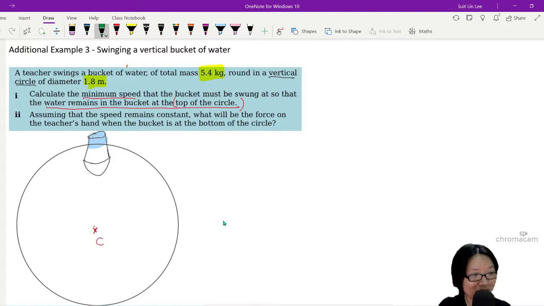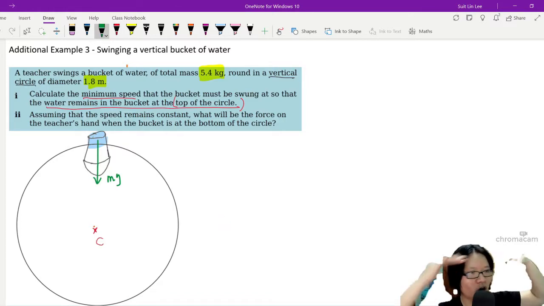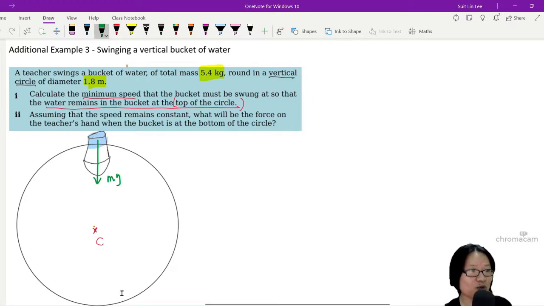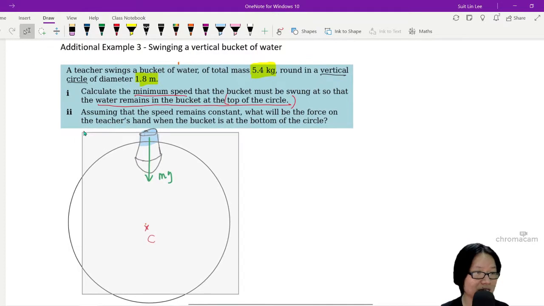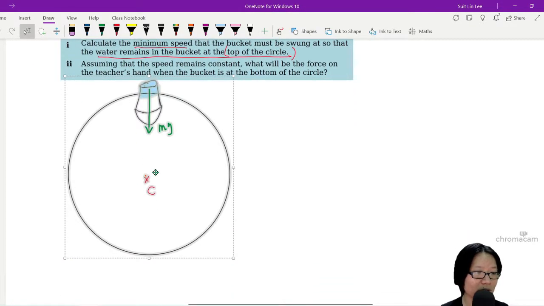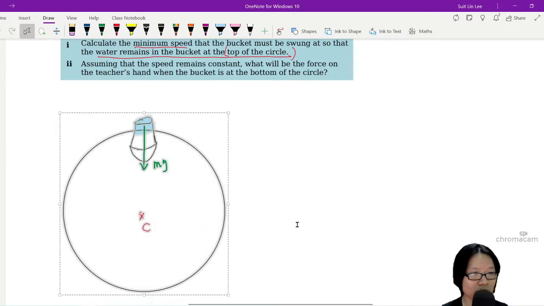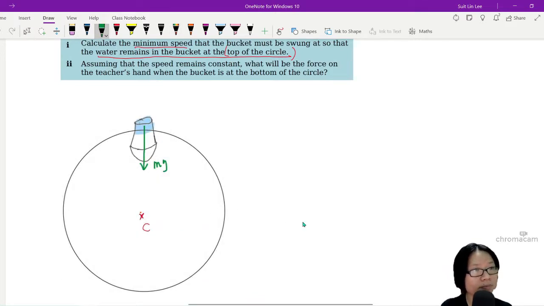So we have weight of the water pulling the water down. So by right, the water should just fall out and then pour the teacher wet. Okay, so we must swing it at a certain speed so that the water remains in the bucket. The only way for the water to remain in the bucket is for us to ask the bucket to exert a normal force on the water by asking the water to exert a normal force on the bucket. Okay, I need a bit of space. So I'm going to draw things now.